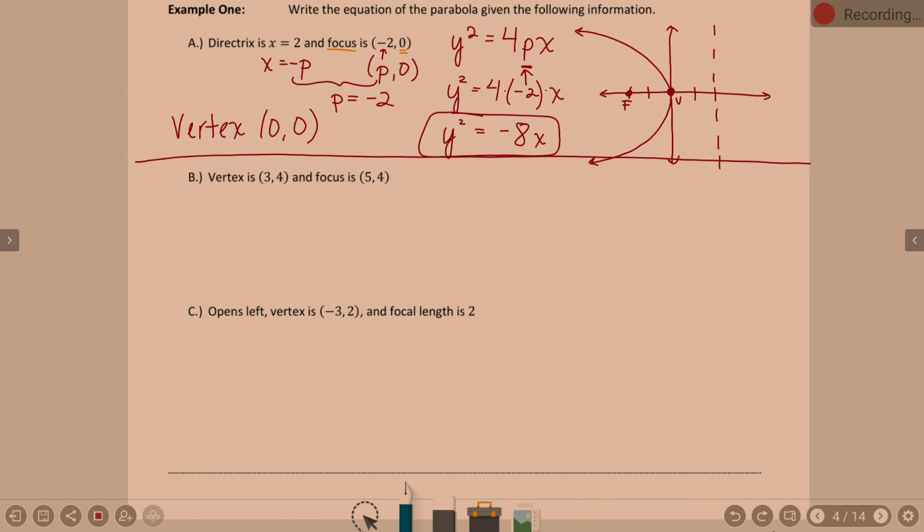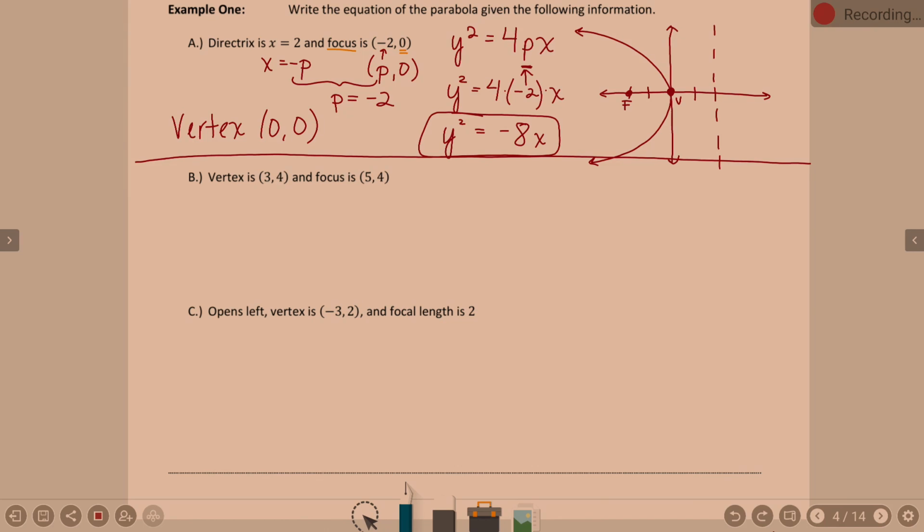The vertex is at 3, 4, and the focus is at 5, 4. Now, if you had to guess, is this parabola going to have a vertex at 0, 0, or is it going to have a vertex at h, k? h, k. It's going to have to be h, k, isn't it? Because they don't give me zeros, do they?